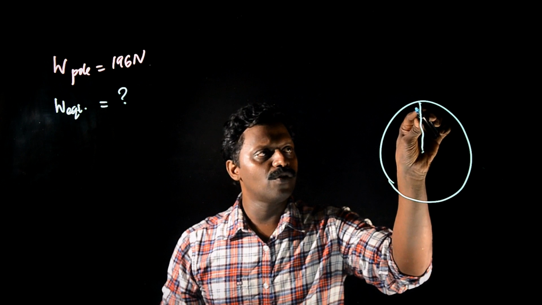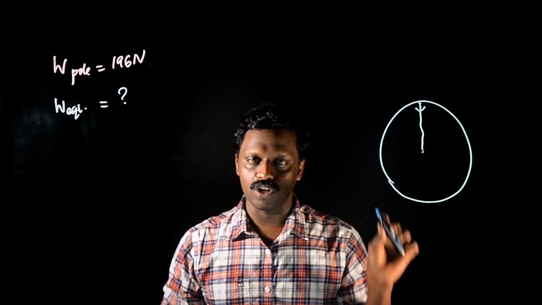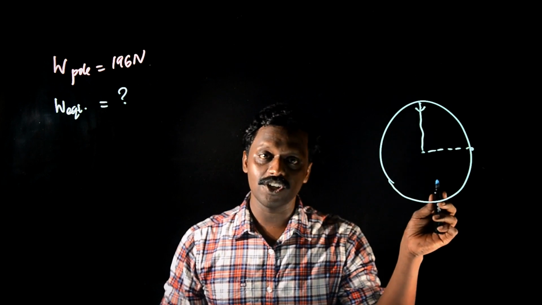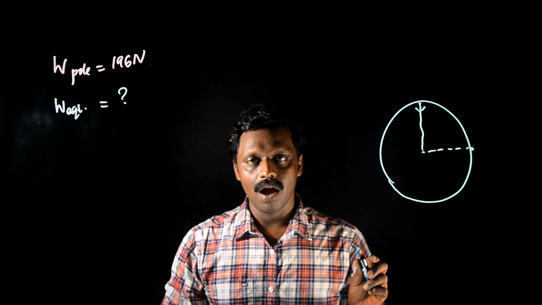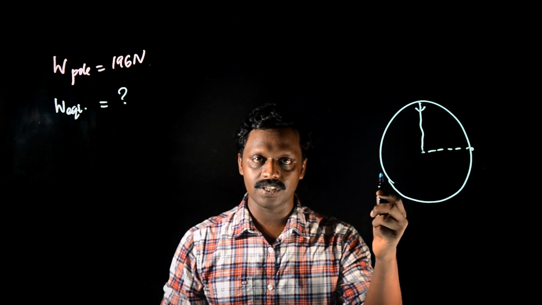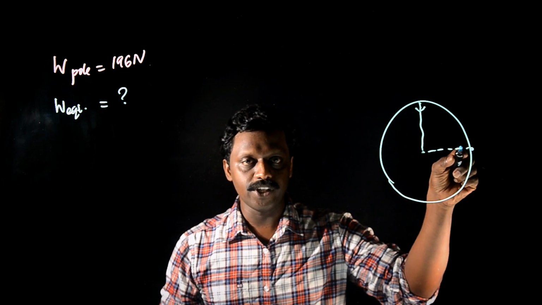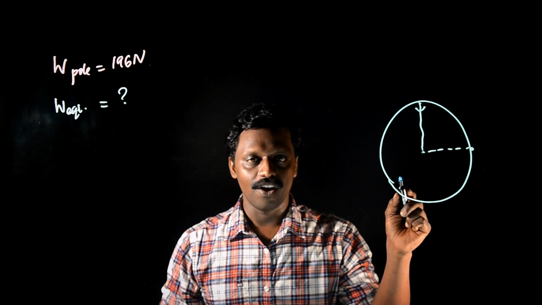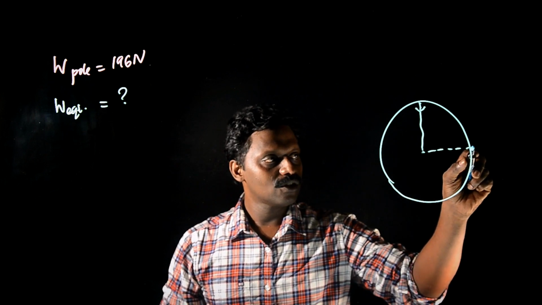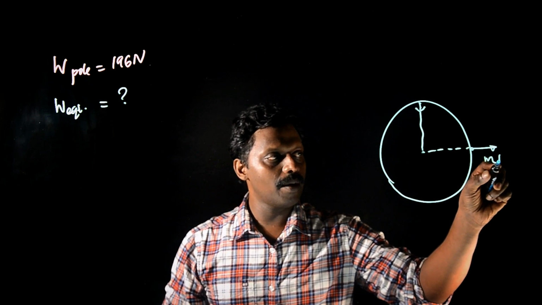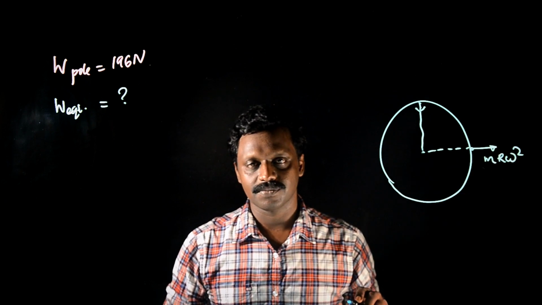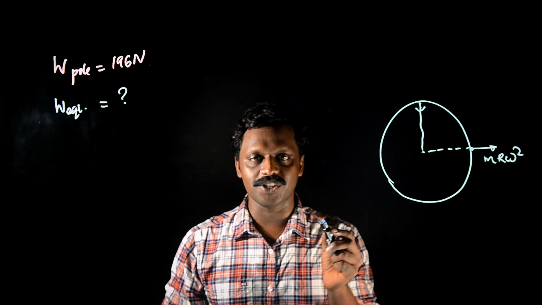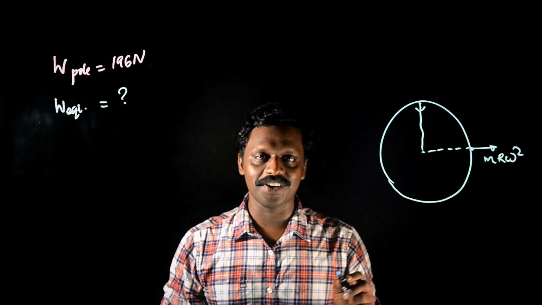At pole, the weight is due to the gravitational force. At equator, here too the weight is due to the gravitational force. But due to the rotation effect of Earth, all the objects on the surface will be experiencing a centrifugal force. Of course, not much noticeable to us. So the centrifugal force is m r omega square, where r is the radius of Earth, which is given as 6,400 kilometers, and we have to take g equal to 10 meter per second square.